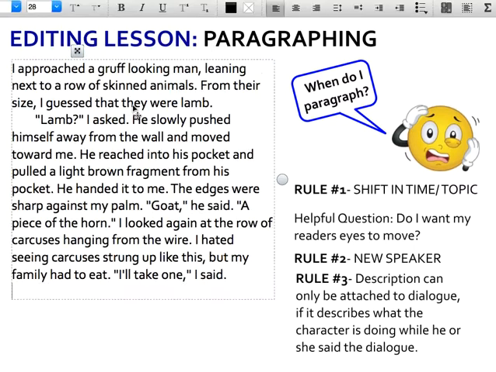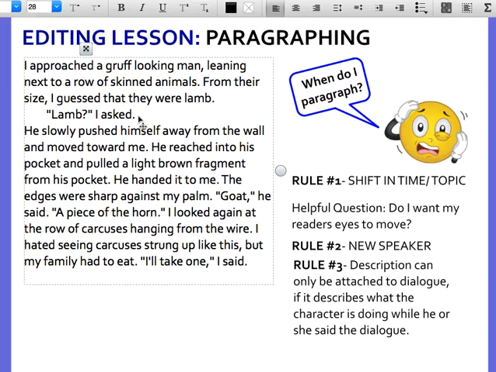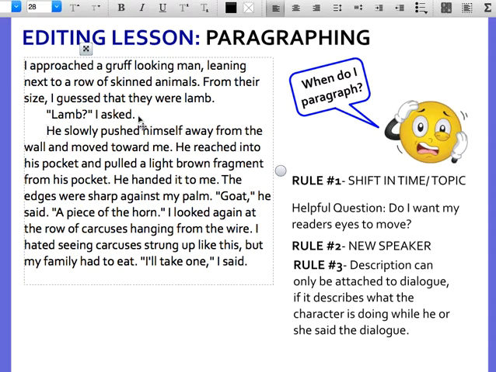So here's my question. The man slowly pushing himself away from the wall and moving towards me, is that description what the character is doing while he or she said the dialogue? No, the narrator is speaking, but the man she's speaking to is who pushes himself away from the wall. So I'm going to add a new paragraph there. He slowly pushed himself away from the wall and moved towards me.